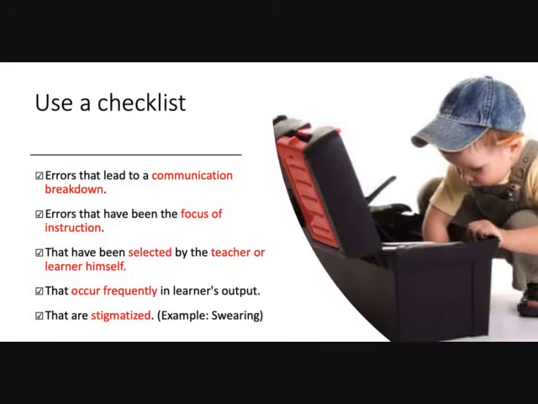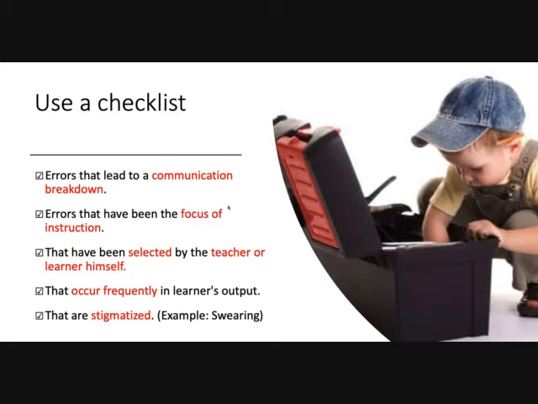So I'm going to provide you with a little tool that I call an error checklist. The most important errors to focus on, kind of in this order, are first of all, errors that lead to a breakdown in communication. You know that this is the whole point of being able to write in English or speak in English, is to communicate with someone, right? Communicate a message. So are there any errors here that really stop us from understanding what the student is trying to say?